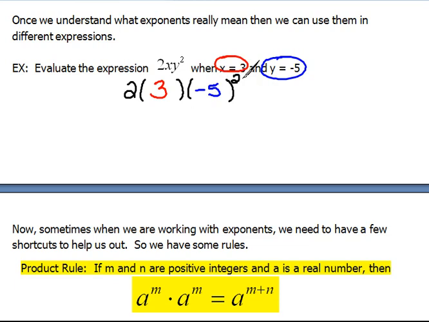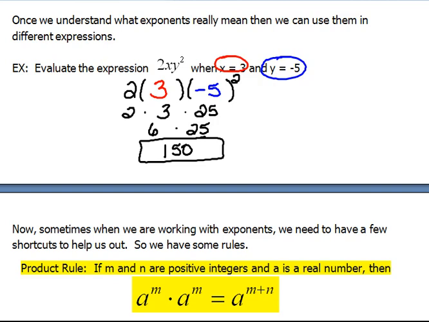You'll have to do the exponents first. Order of operations says they come before multiplication. So negative 5 squared would be negative 5 times negative 5, which would be 25, and I'm recopying everything else. Now, we move left to right because all we have is multiplication. So 2 times 3 is 6, times 25 would be 150. So our final answer there would be 150.